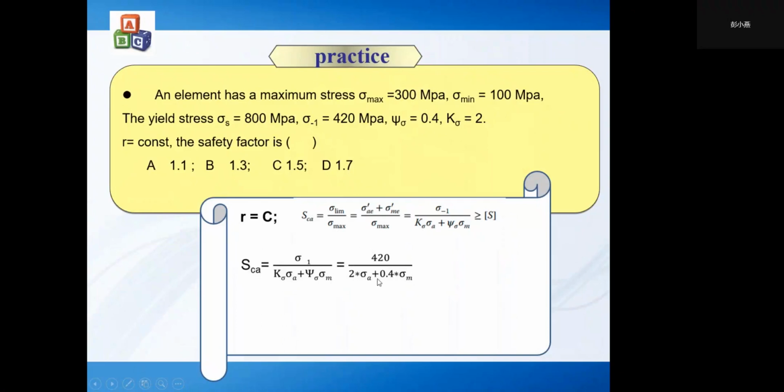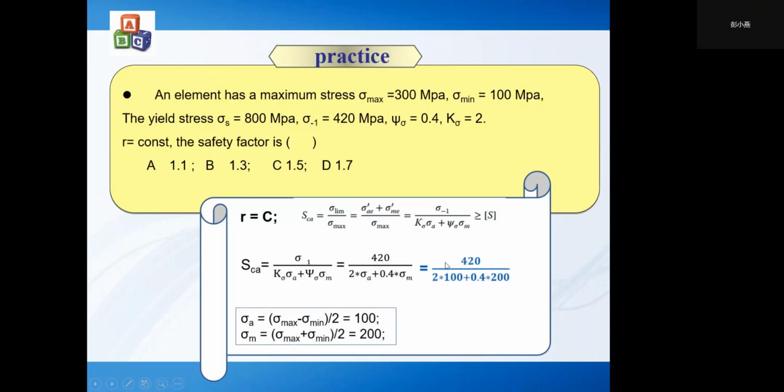Okay, and now we should calculate sigma A and sigma M. We use the maximum stress and the minimum stress, then we calculate the stress amplitude and the mean stress. This is the stress amplitude, and this is the mean stress. And then we can calculate the safety factor, which is 1.5. Okay, any problem?